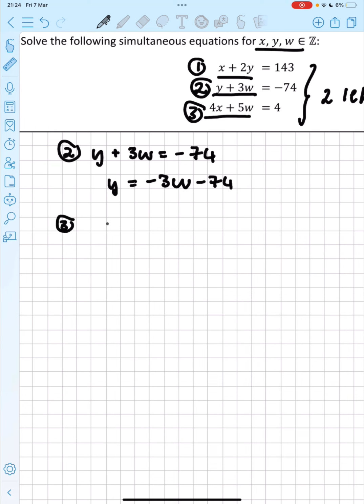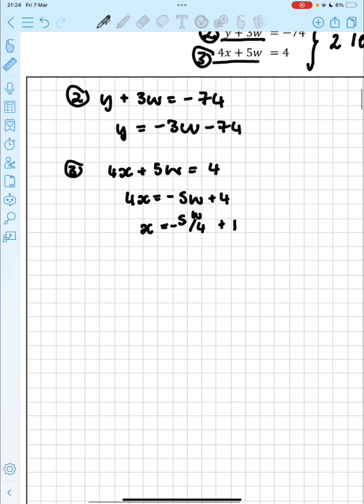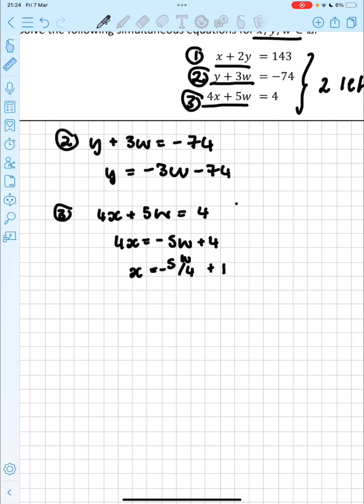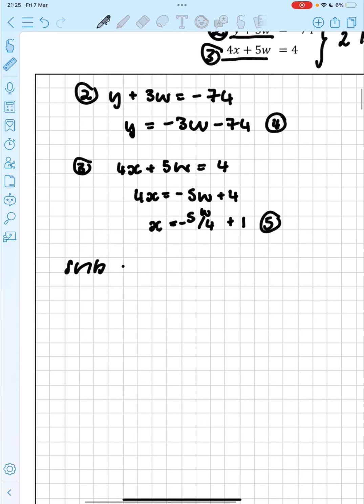In my third equation, I want to now write x in terms of w. So I'll do that again. So I have 4x is equal to minus 5w plus 4, divide by 4, so x is equal to minus 5 over 4w plus 1. So now I have x and y both in terms of w. So I'm now going to sub these two that I've just made. I'm going to call these 4 and 5. So we're going to sub 4 and 5 into 1. So now we only have w's in that.